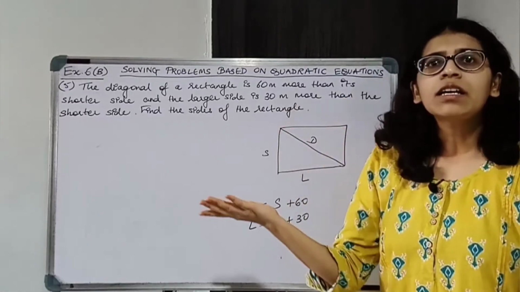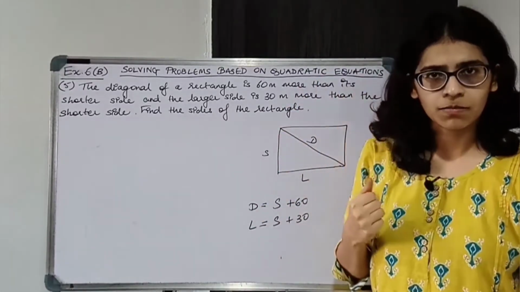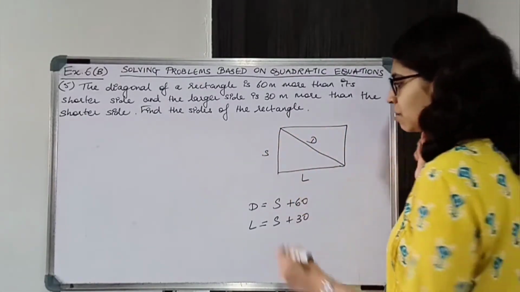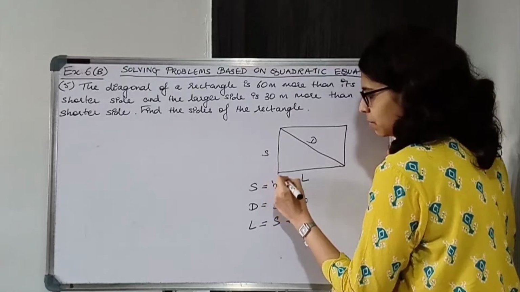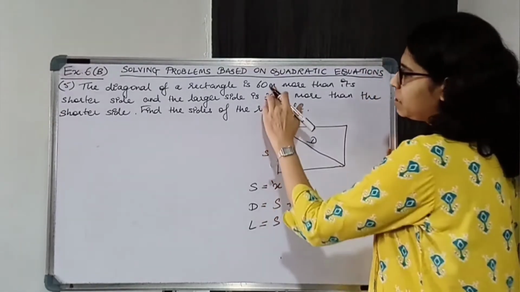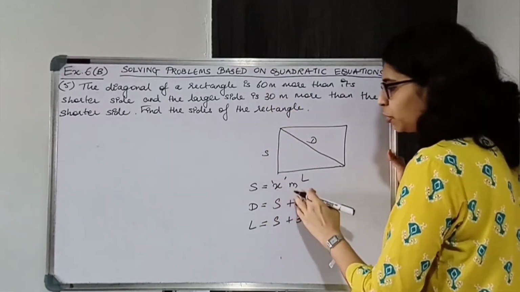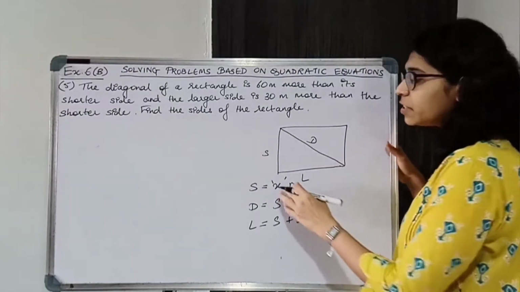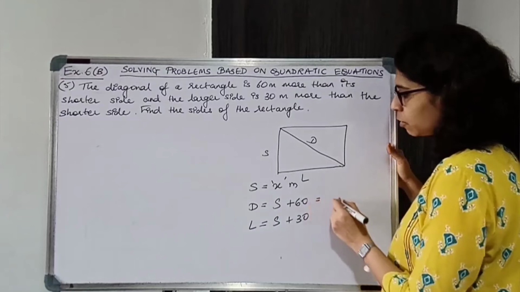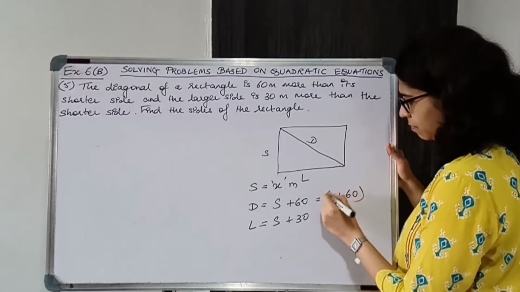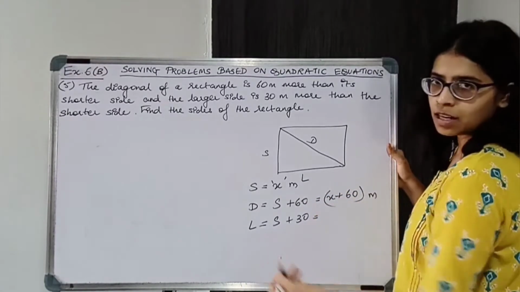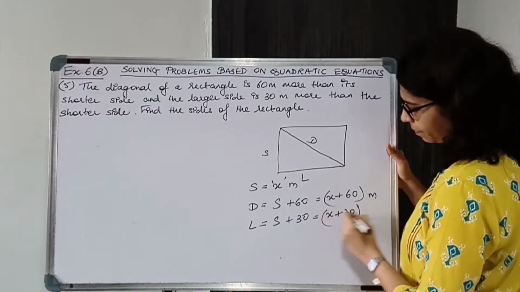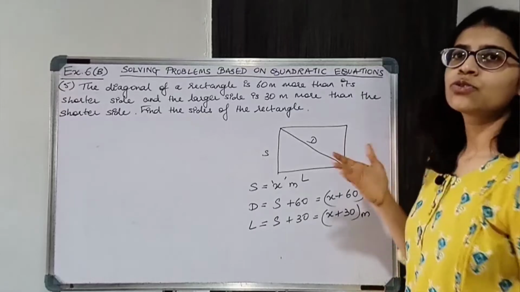So let's say that the shorter side is x. Okay, so let us assume it to be x meters. So let it be x meter. Why meter? यहाँ पे meter दिया हुआ है. Okay, so assume it to be x meter, not centimeter. Now if this is x, तो diagonal क्या हो जाएगा, x plus 60 and larger side क्या हो जाएगा, x plus 30. So now it's very easy.